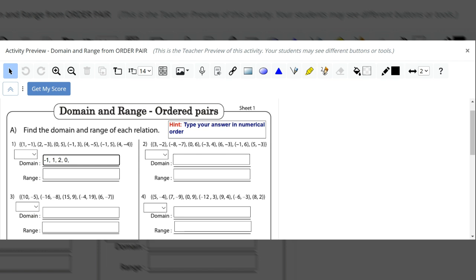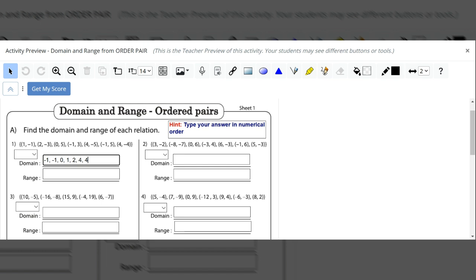This is 0 first, okay? Now, we have 4, and then another negative 1, negative 1, and then another 4. So let's verify. Negative 1, we have that. 2, we have that. 0, negative 1, 4, negative 1 again, and 4. So those are my domains. We have repetitive numbers there.